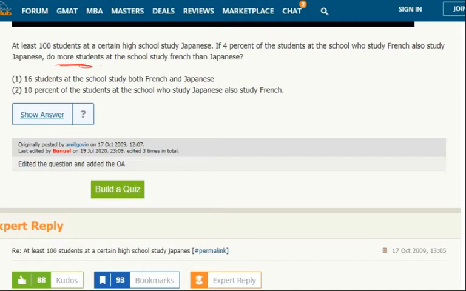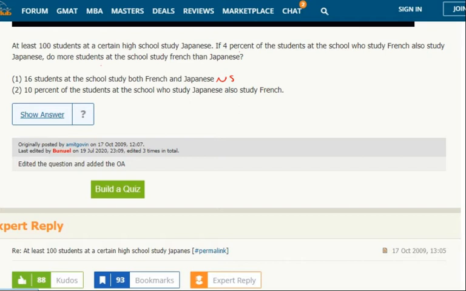4% of the students who study French also study Japanese, okay? So at least 100, that's not very helpful because we don't know how many total. Okay, but so number one, 16 students studied both French and Japanese. Okay, that's good, but we don't know how many people study Japanese, nor do we have any comparisons, so that's not sufficient. Number two, 10% of the students who study Japanese also study French.